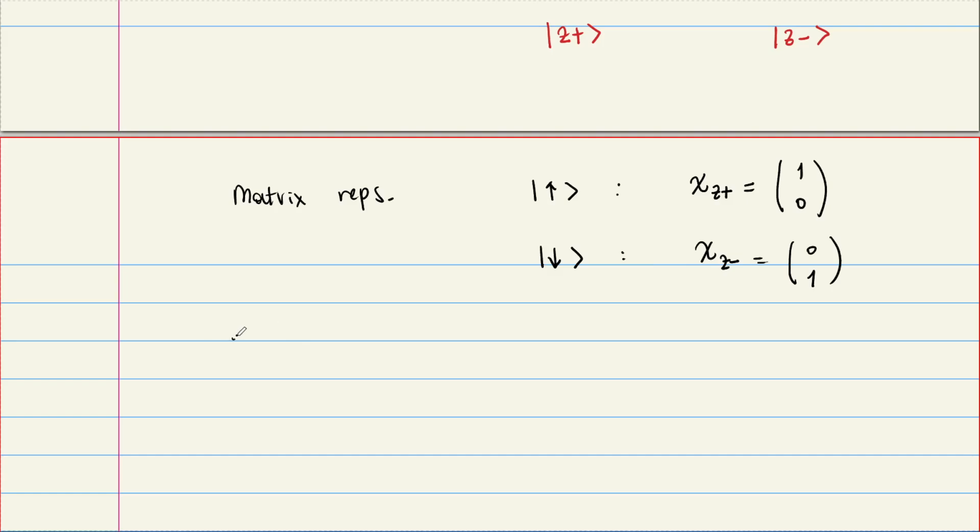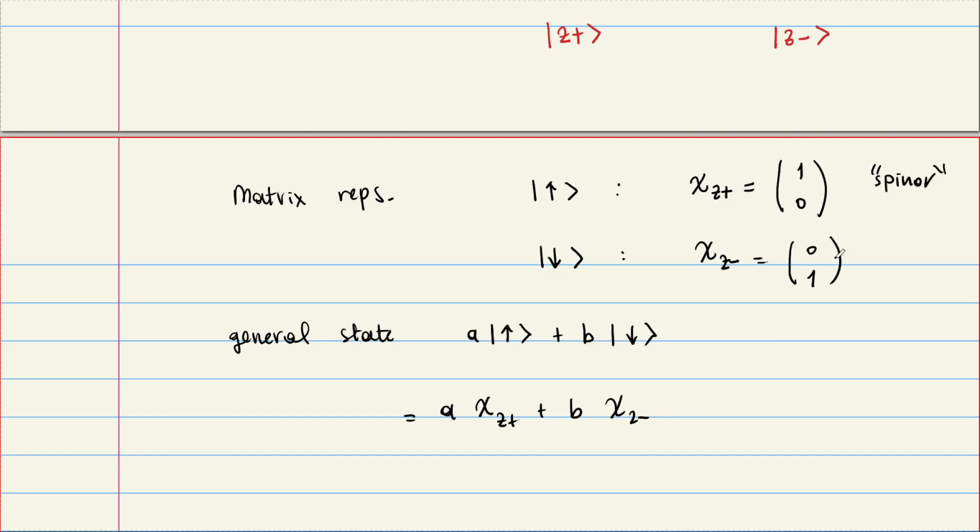The general state is something like A up plus B down. That is the abstract object. The matrix representation is A chi z plus plus B chi z minus. This is the Greek letter chi. Typically for two-component objects we use chi, and we call it a spinor. A spinor means a two-component object. Written out, it is the column A, B, where A and B are complex numbers.